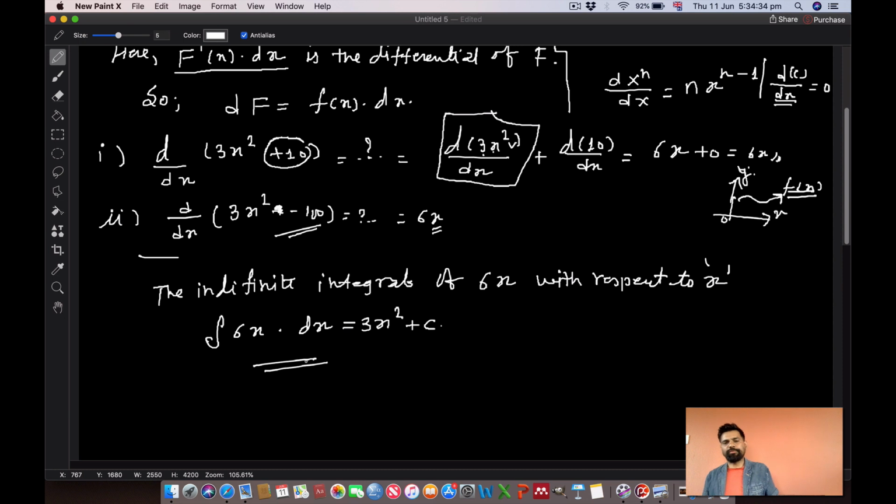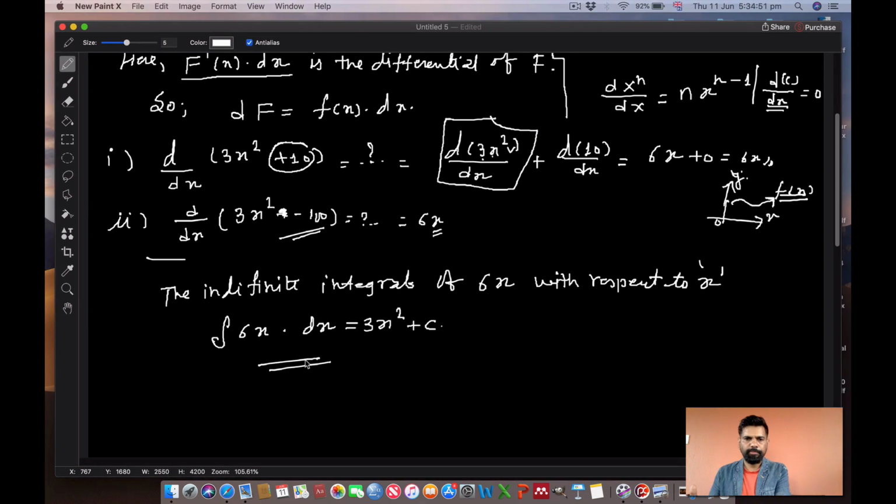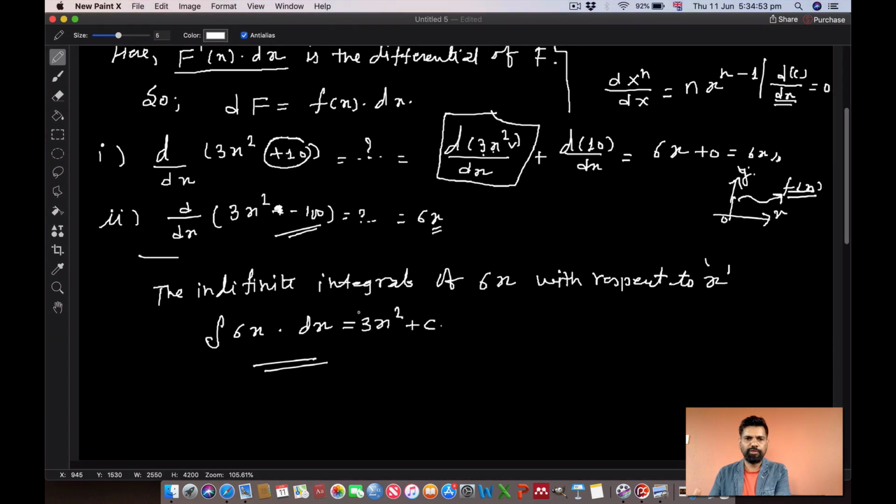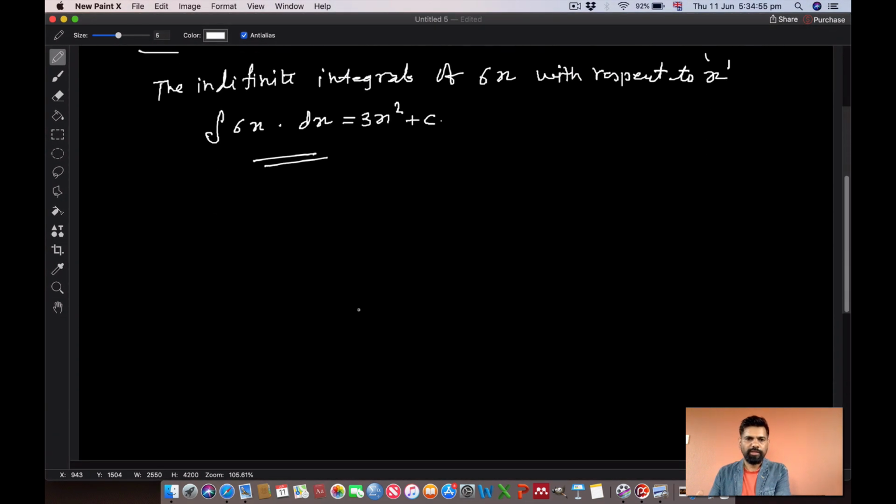Here we have some basic formulas about integrations. Before zooming into the exercise, we have to follow some basic formulas of integrations. If we clearly understand the formulas, then we can solve the numerical problems. Now let's talk about some basic formulas of integrations.